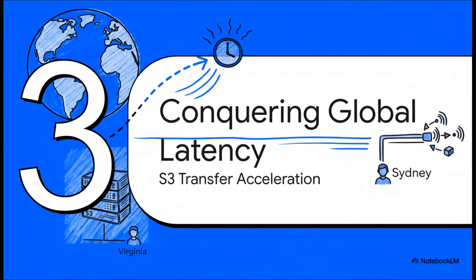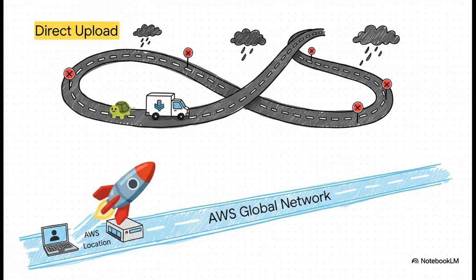Okay, so large files are handled, but what about the tyranny of distance? You know, what happens when your user is uploading from Sydney, but your S3 bucket is sitting in Virginia? That physical distance creates latency, and that's our next big challenge. Think of a direct upload like taking all the local back roads to get across the country. It's going to be unpredictable, you're going to hit traffic, you're going to hit potholes, you're going to get delayed. Transfer acceleration, though, that's your private global superhighway.